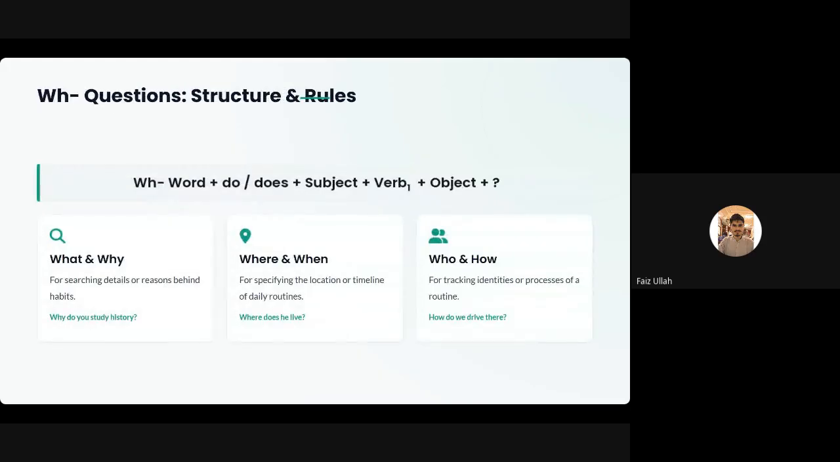Okay, one more thing, the last point about the lecture part. Then we'll start practicing.